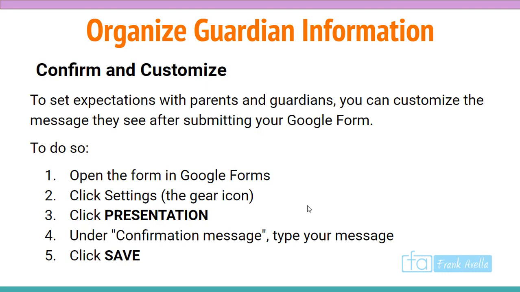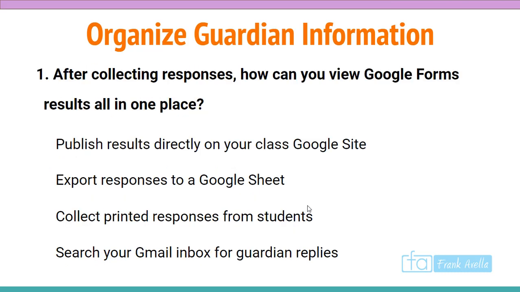Open the form in Google Forms. Click Settings, then Presentation. When you click Settings, you'll see Presentation in the middle, it's general presentation, and then Quizzes, remember. And then you'll see the confirmation message, and you could type a confirmation message like, hey, thank you for completing this. Okay, so let's get through this.